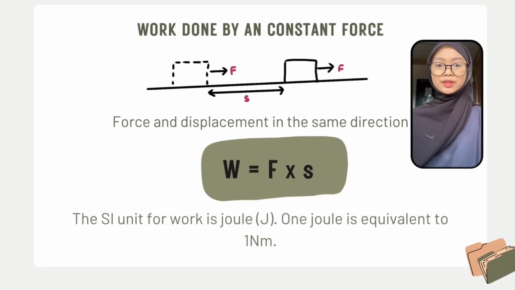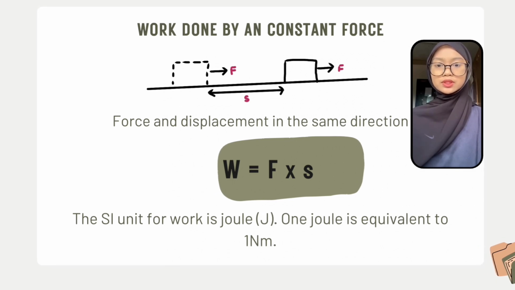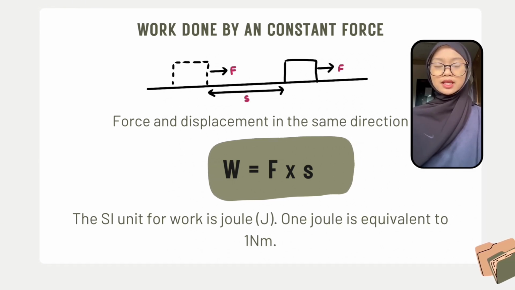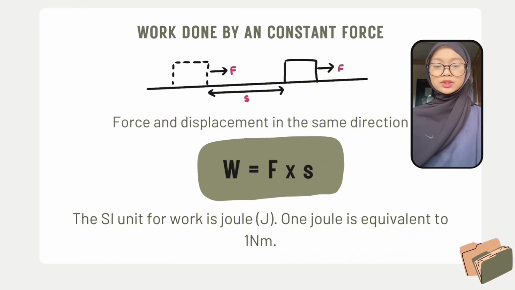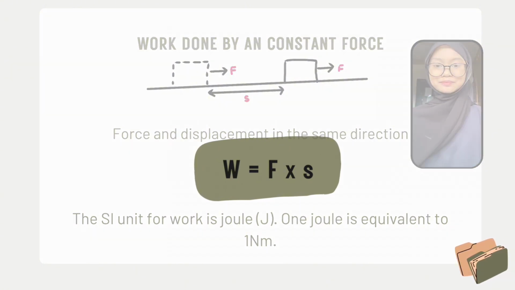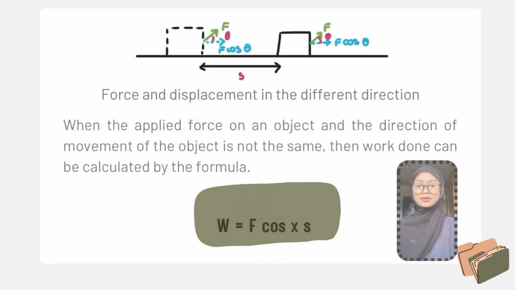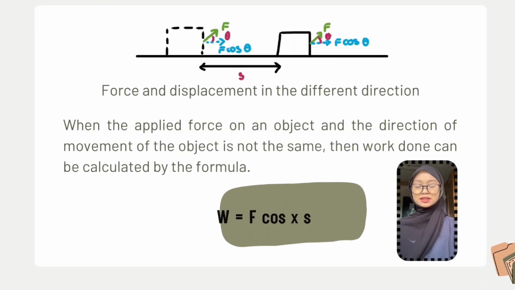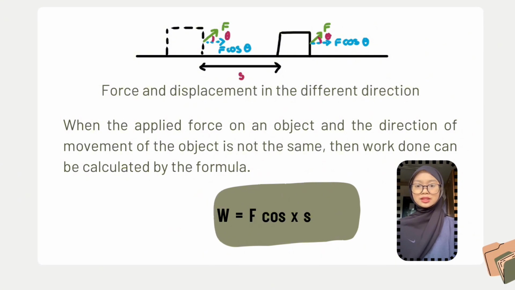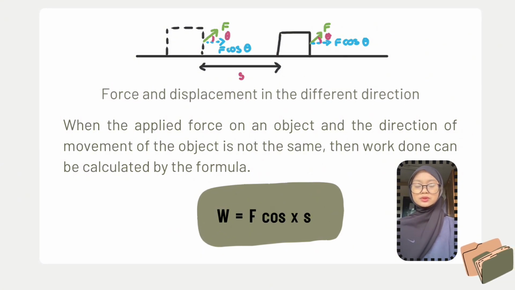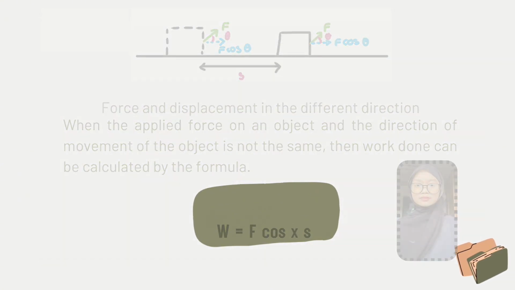If the force and displacement are in the same direction, we're going to use this formula, which is W equals F multiplied by S. The SI unit for work is joule. 1 joule is equivalent to 1 Nm. In other cases, when the applied force on an object and the direction of movement of the object are not the same, then work done can be calculated by the formula W equals F cos theta multiplied by S.